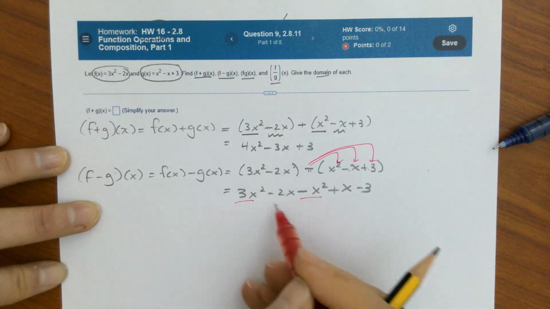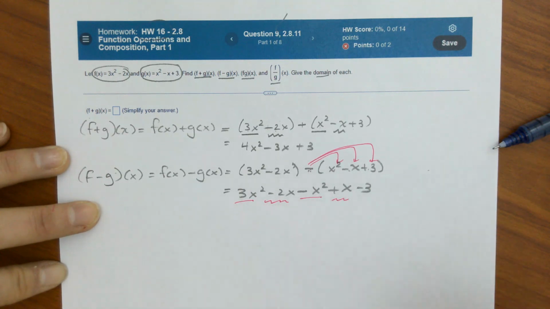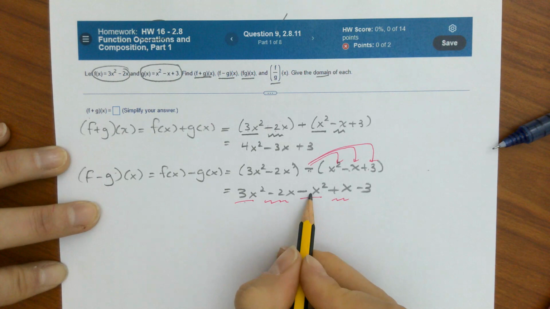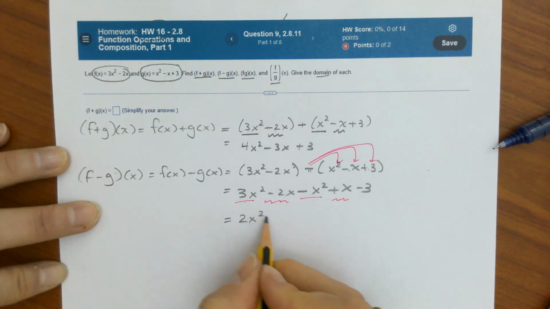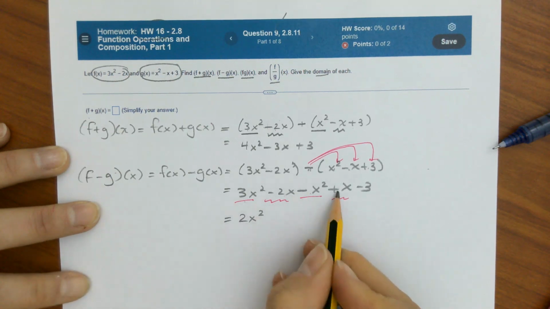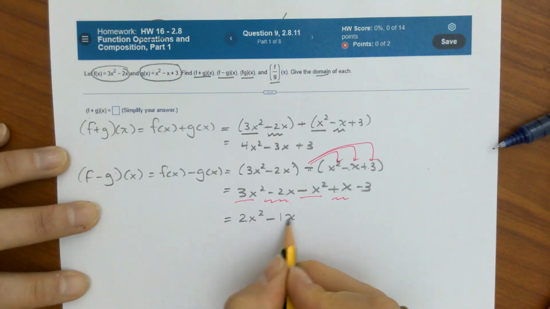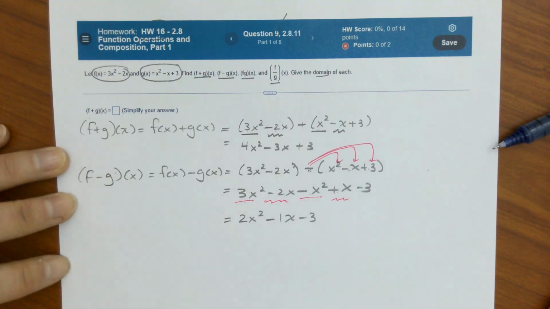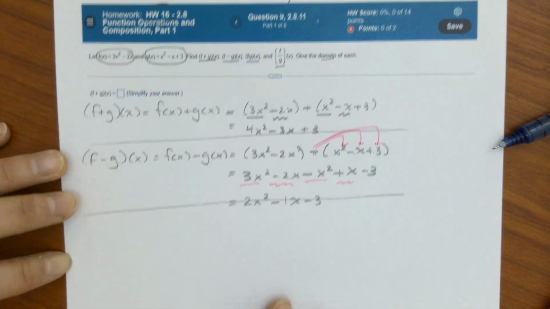This and this go together. This and this go together. So I have 3 and I lose 1, so I have 2x squared. I lose 2 but I get 1, so I only lost 1x, minus 3. Oops, drew a line right through it.